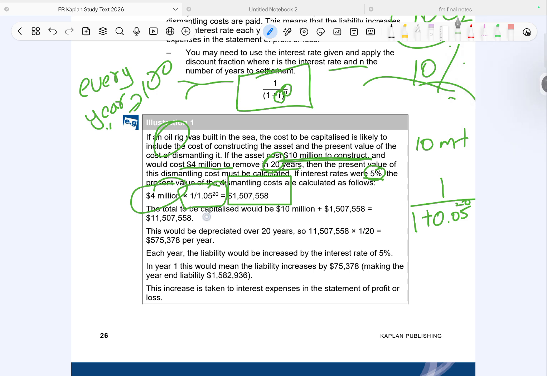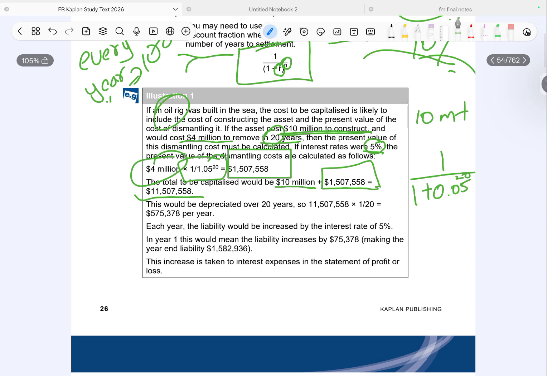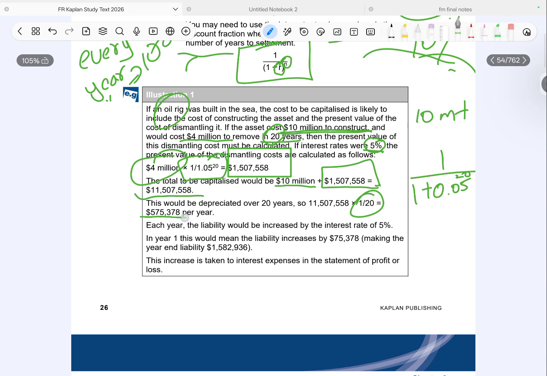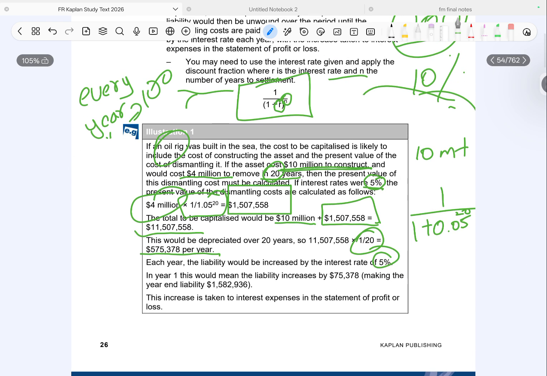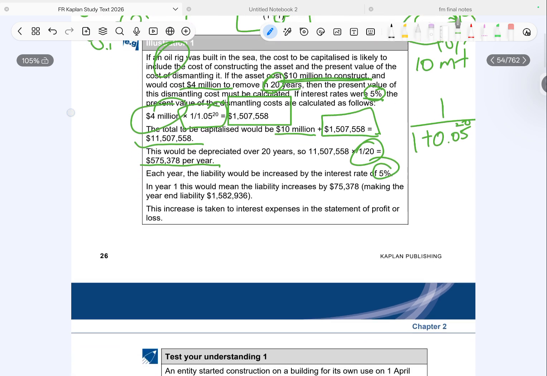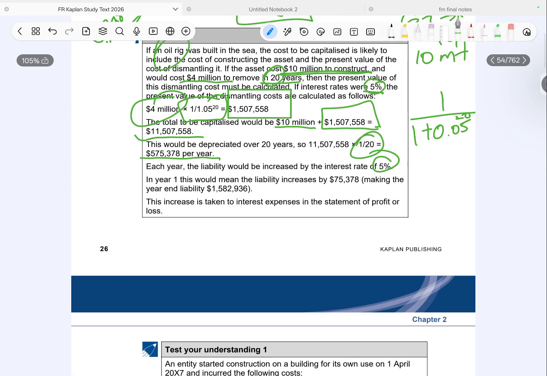So the total to be capitalized would be 10 million plus the amount of the present value of 4 million, which is this amount. Now this will also need to be depreciated, so we divide it by 20, and this is the amount of the depreciation. Each year the liability would be increased by 5%. As I told you, we'll have to create a liability also for that 38 rupees, and every year increase it by 10%, so it becomes 100 after 10 years. Each year the interest would be increased by 5%, and in year 1 this would mean that the liability increases by 75,000, which is the 5% of this amount.